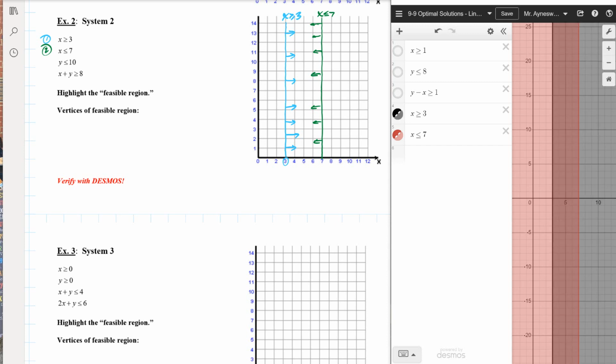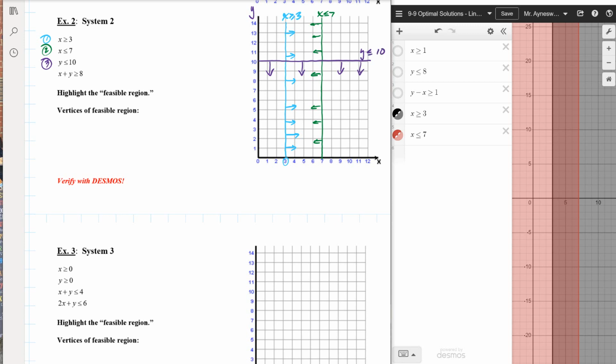And then the next one here, y is less than or equal to 10. I'm going to put this one in purple. So you find 10 on the y-axis, and you draw a horizontal line, and all y values that are less than or equal to 10 are obviously below it. Y less than or equal to 10.